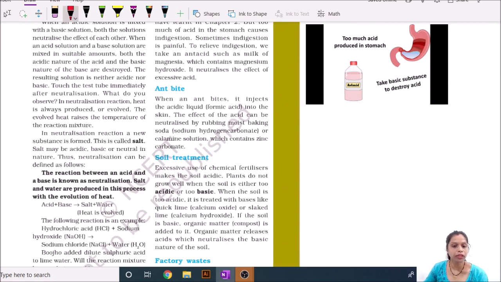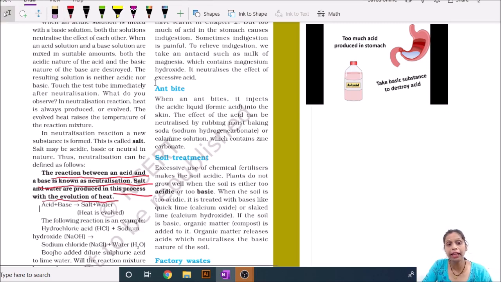Then the reaction between acid and base is known as the process of neutralization, and salt and water are produced in this process with an evolution of heat. Then this is a process of neutralization.